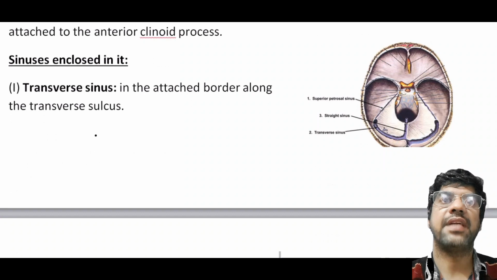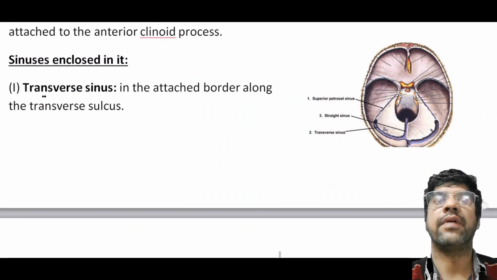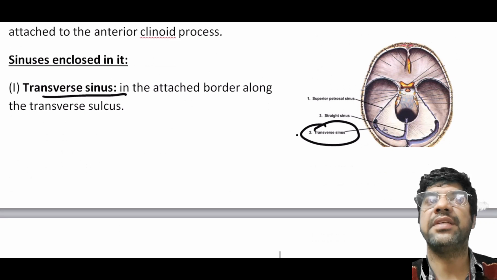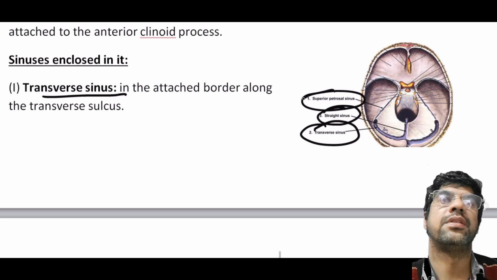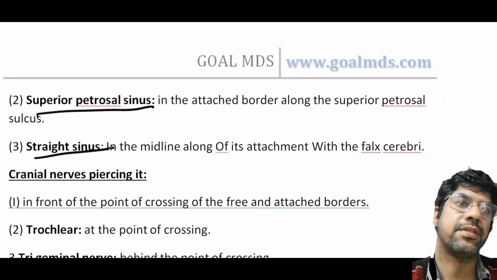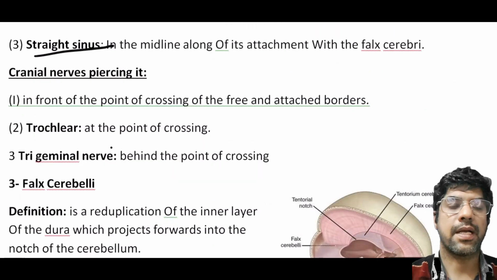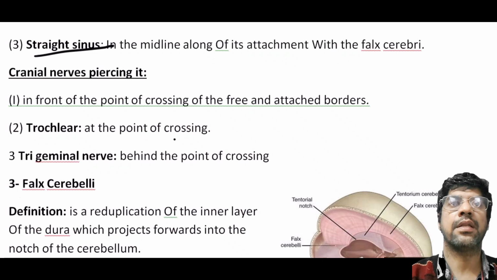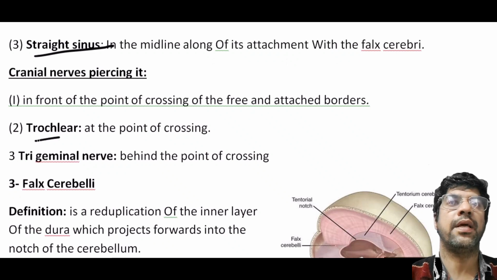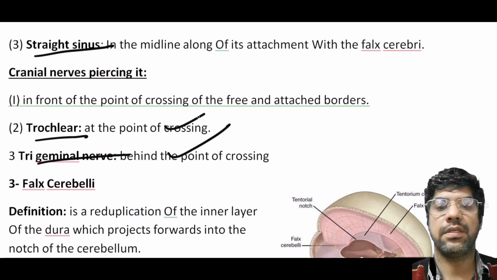Now what are the sinuses enclosed in it? One is the transverse sinus, second is the straight sinus, and other is the superior petrosal sinus. The cranial nerves that pierce it, at the front point of crossing of the free and attached borders, are the trochlear and trigeminal nerves.